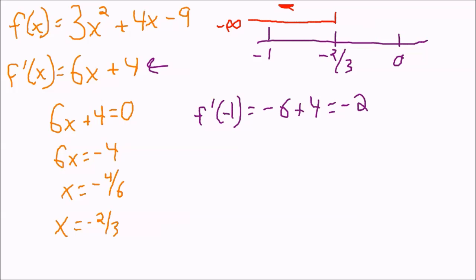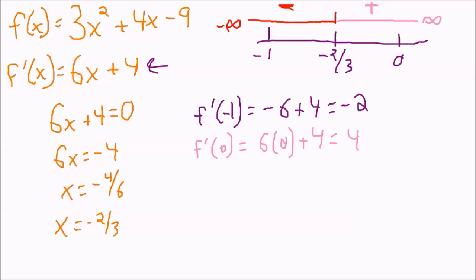So now let's test the point 0 to find out what happens for numbers greater than negative 2/3. Let's get our f prime of 0 equals, plug a 0 in for x, that's going to get me 6 times 0 plus 4, and that's going to be positive 4. So I know in the interval from negative 2/3 to positive infinity, going like this, I have a positive slope.